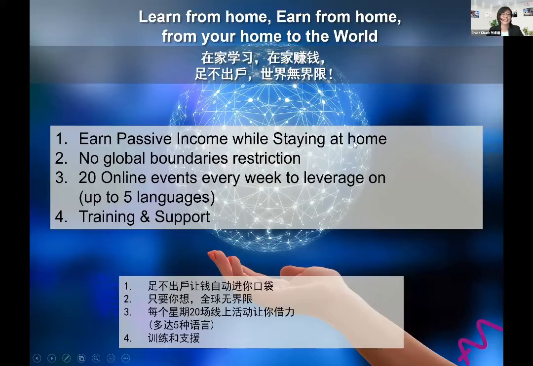Okay, next, everybody is at home, right? So if we can earn a passive income while we are at home, in a safer environment, why not? So this is what we want to ask them. If you can stay at home, be with your family, wear comfortable clothing most of the time and earn a passive income, would you be interested? And the best part is everything has gone online. We have no global boundaries. Do you have friends in other countries?